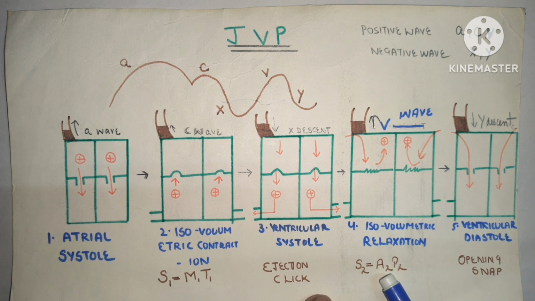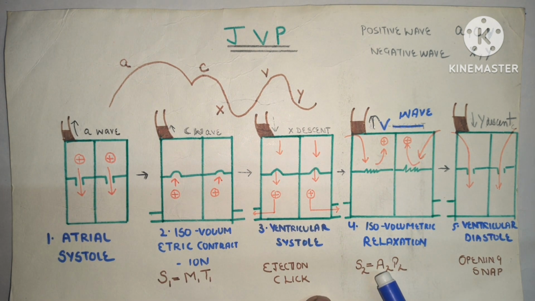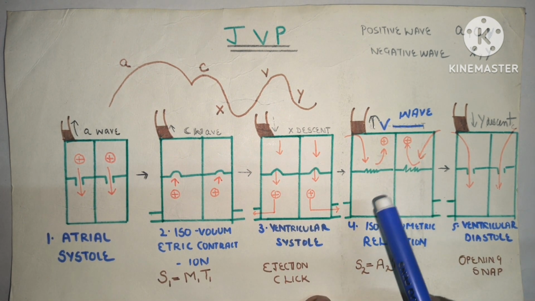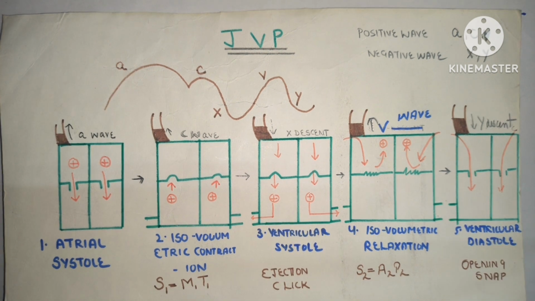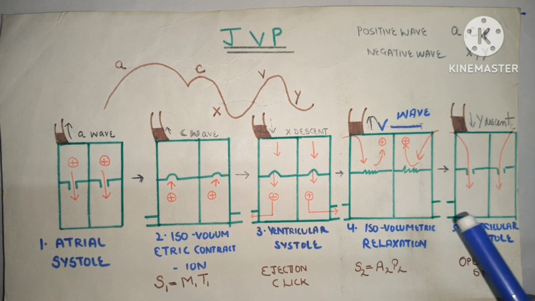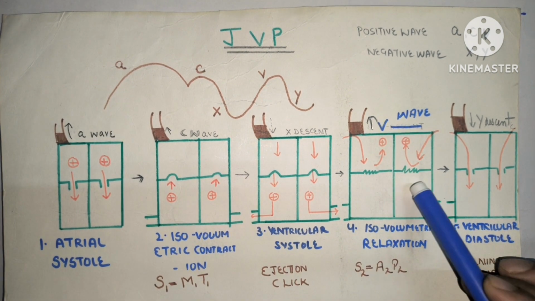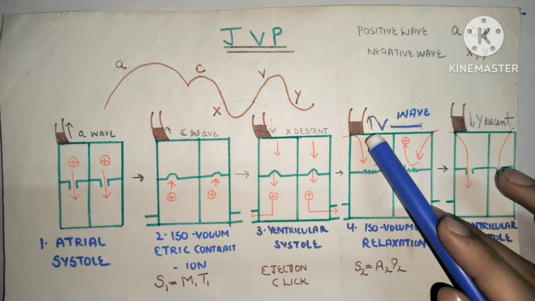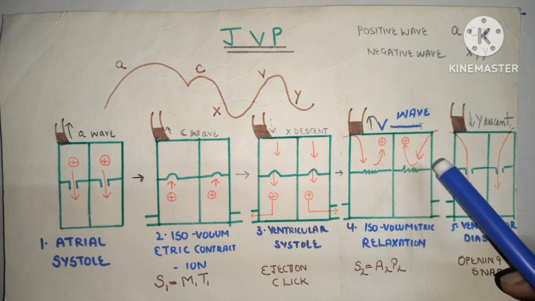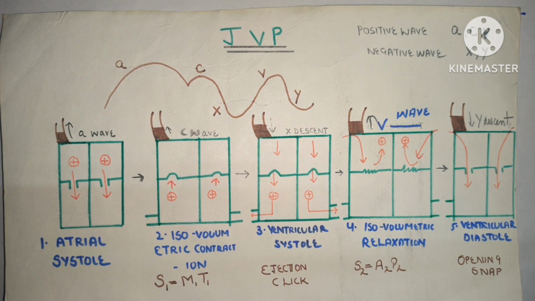Easy. And the V wave corresponds to the second heart sound, because the second heart sound is produced when the aortic and pulmonary valves are closed. See, these are closed, yes, and these are still closed. So this is isovolumetric relaxation. The passive filling of the atria starts. Yes. So this increases. This is the thing.